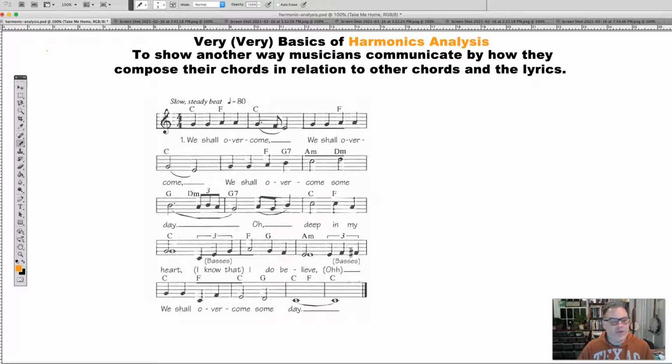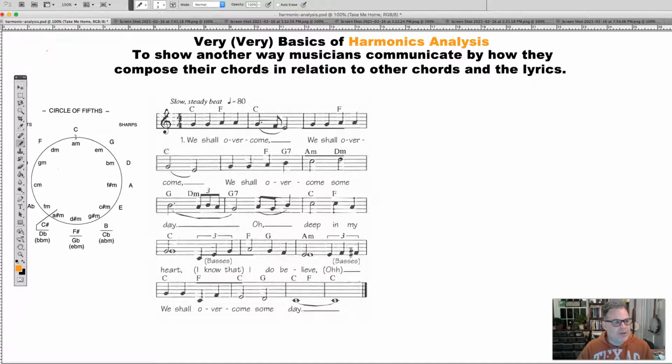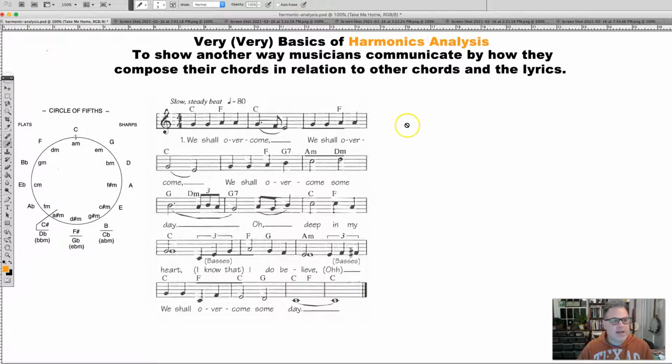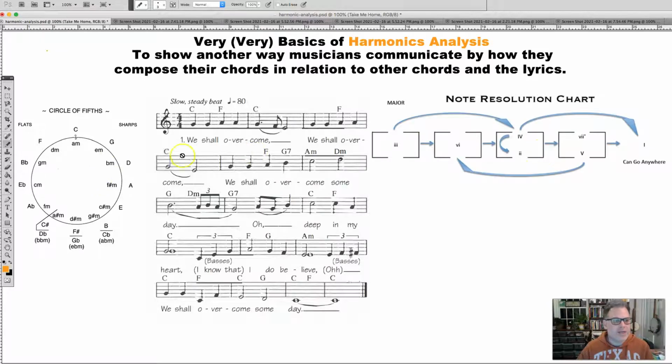We are also going to need the note resolution chart, the circle of fifths, and the note resolution chart. These three documents, the circle of fifths, the sheet music we're going to use, and the note resolution chart, all work in concert with one another when we are doing our harmonics analysis.